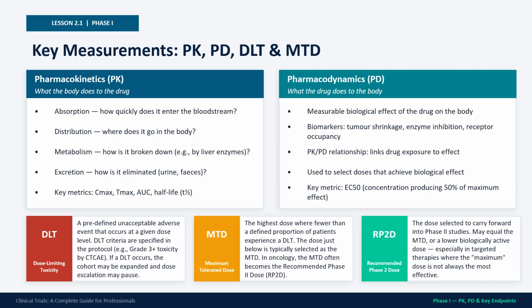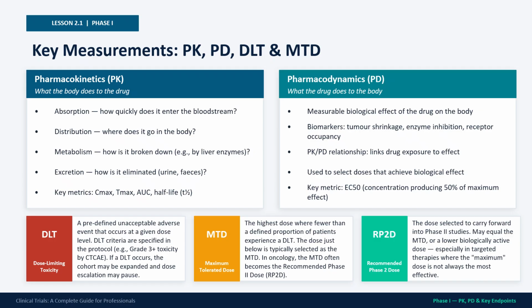The DLT, dose-limiting toxicity, is a pre-specified adverse event so severe that it signals the dose is too high. DLT criteria are defined in the protocol before the first patient is dosed. The MTD, maximum tolerated dose, is the highest dose at which an acceptable proportion of DLTs are seen. It is typically the dose just below where DLTs become unacceptable.